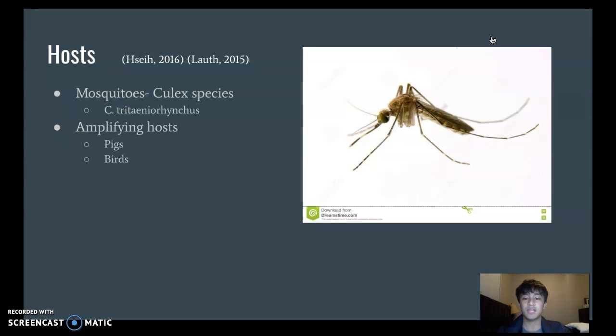The main epidemic vector for JEV are mosquitoes. Usually mosquitoes of the Culex species, specifically C. tritaeniorhynchus. Pigs and birds are effective amplifying hosts for JEV, and it usually targets egrets and black-crowned herons. Humans are usually dead-end hosts, as they usually do not develop high concentrations of JEV in their blood.